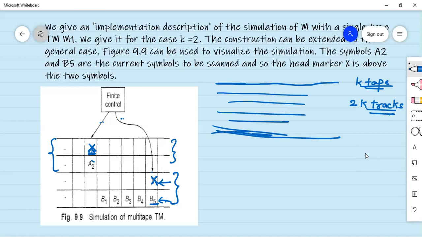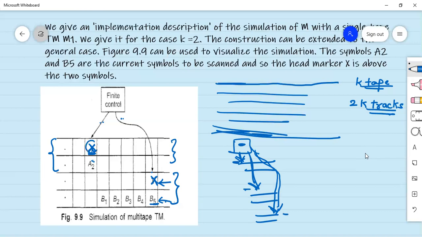Now, earlier, when you have multi-tape Turing machines, let us say this is one tape, this is one tape, this is one tape, the finite control had multiple heads, isn't it? So, on one transition function, this was doing something, this was also doing something, and this was also doing something at the same time. Now, I can't do it at the same time because I have only one head. So, what do I have to do?